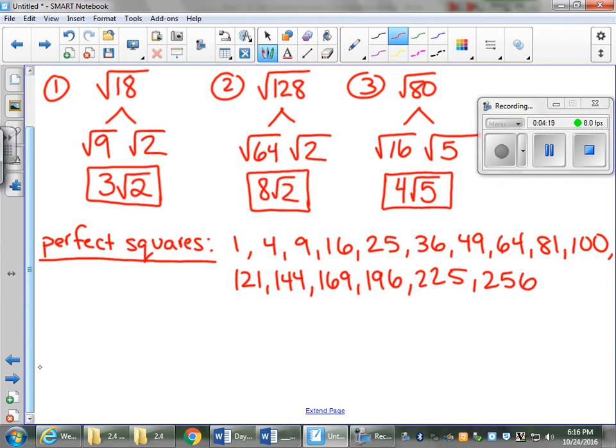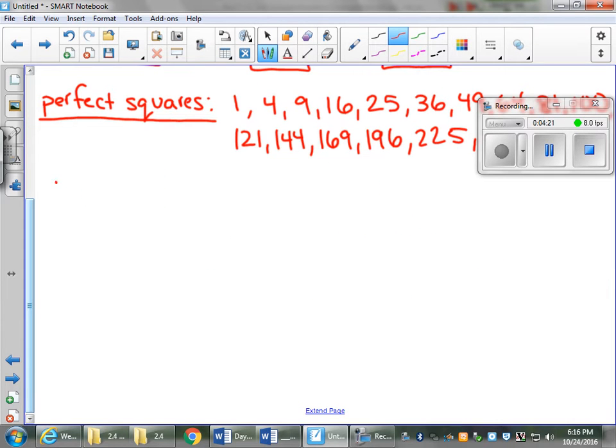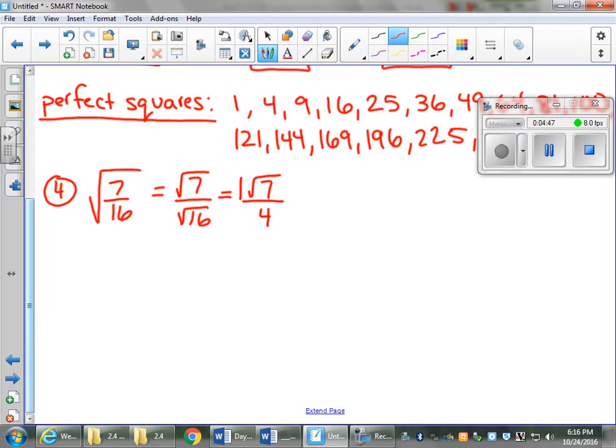Let's focus on some division examples now. So for example 4, if I give you the square root of 7 over 16, just like with the product property, the quotient property allows you to separate these. So you're going to get radical 7 over radical 16. 7 is not a perfect square, and no perfect squares besides 1 go into it evenly, so 7 must stay inside the radical, but the square root of 16 is 4. That is finished.